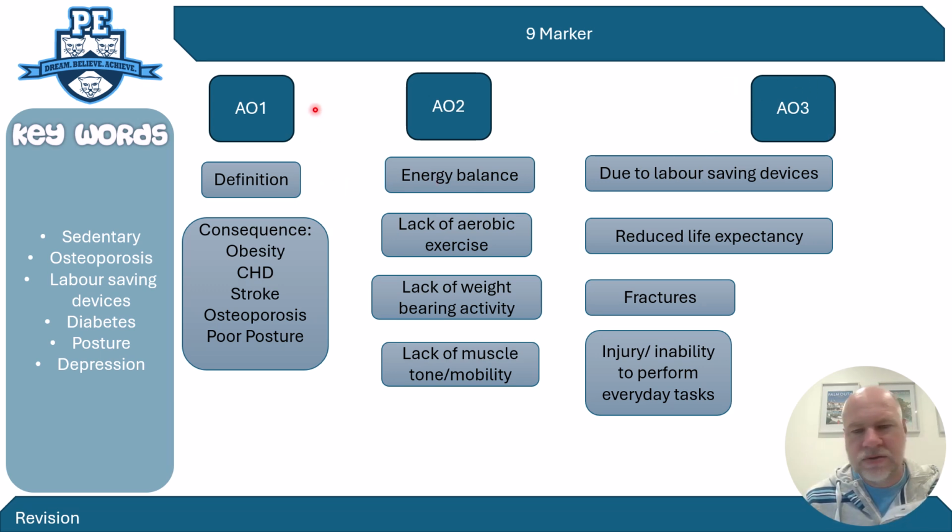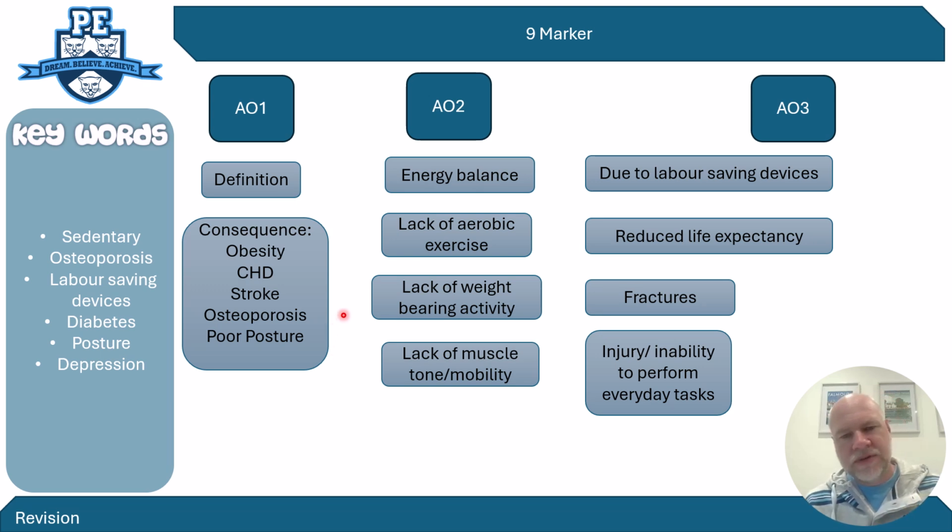So the easiest thing to do in any 9-marker is to define what the content or the concept is that they're asking you to talk about. And if they're giving you 3 different concepts, so if it was a diet question and they ask you about protein, carbohydrates, and minerals, then define those 3 things. So in this sense, we'll define what a sedentary lifestyle is, and you can even be practicing this as we go through it now. Then give some basic consequences of what a sedentary lifestyle leads to. So we talked about these areas just a second ago. All you need to say is why or how it leads to those potential consequences.